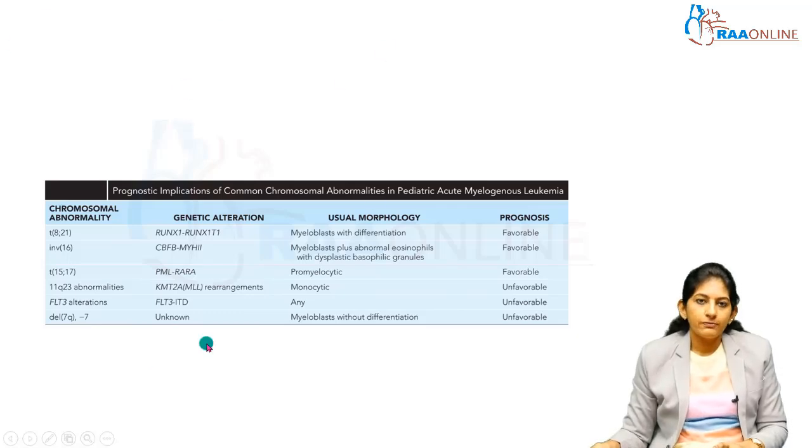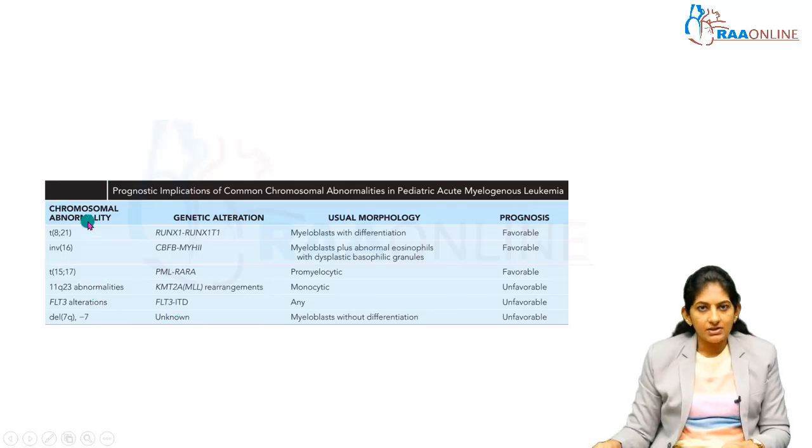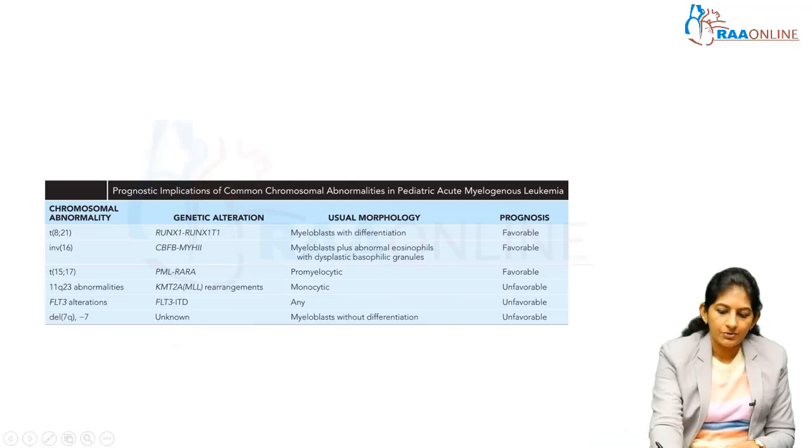So I told you some of the genetic abnormalities which are favorable and which are unfavorable. Two translocations, that is AML1-ETO t(8;21), t(15;17), and inversion 16, are all favorable prognosis, whereas in unfavorable, some deletions like 11q23 have unfavorable prognosis.